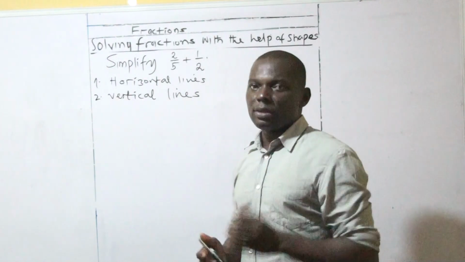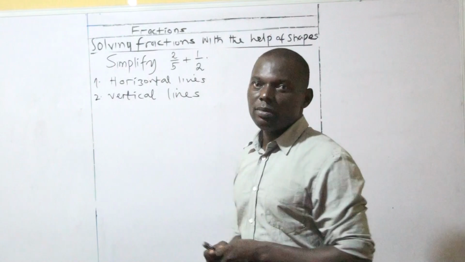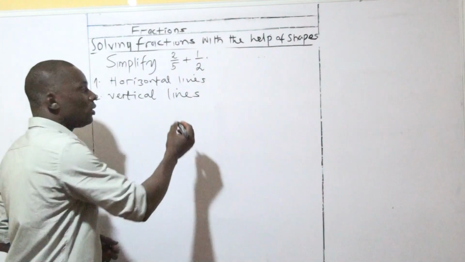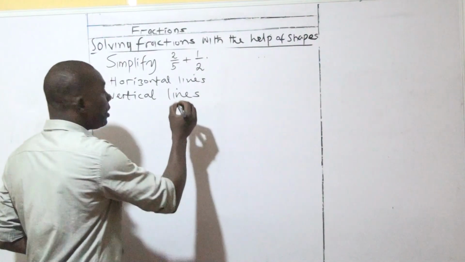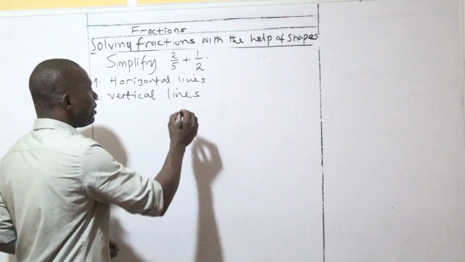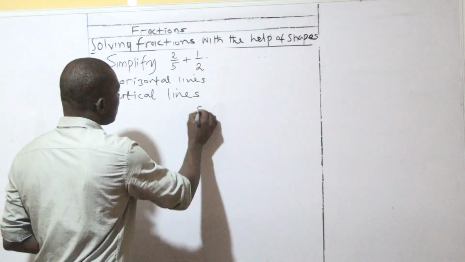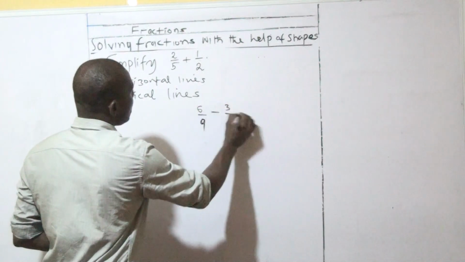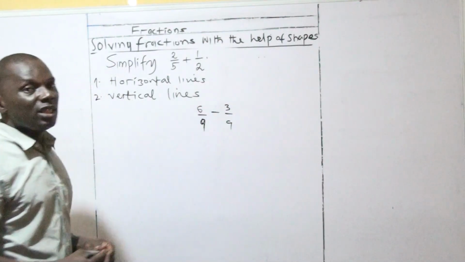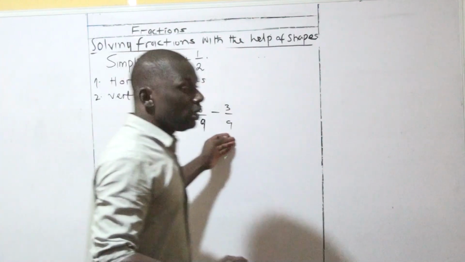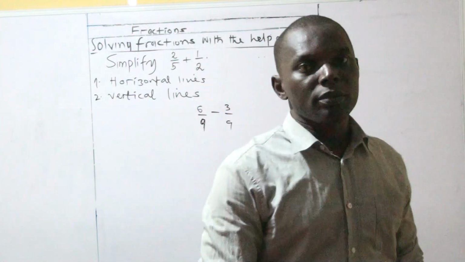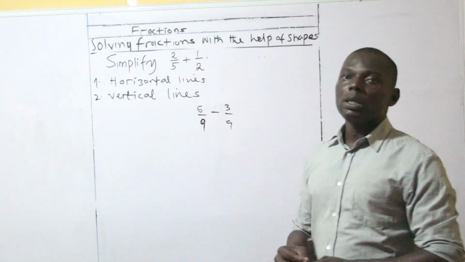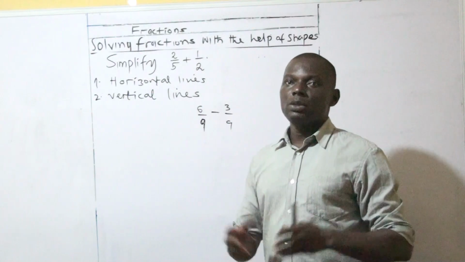When the denominators are different, it is very easy for children to understand the addition or subtraction of fractions when the denominators are the same. For instance, we have 6 over 9 minus 3 over 9. It's very easy for them to handle because the denominators are the same. But when the denominators are quite different, it becomes somehow tedious for them to handle.